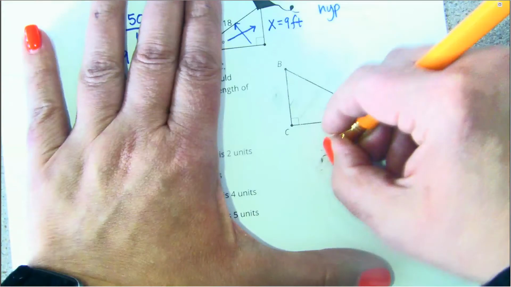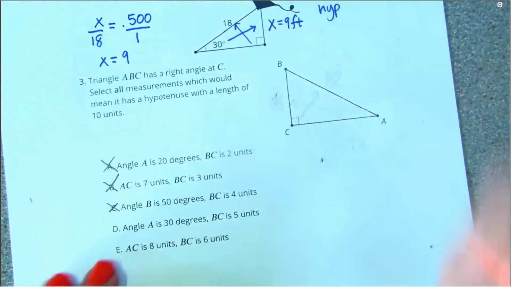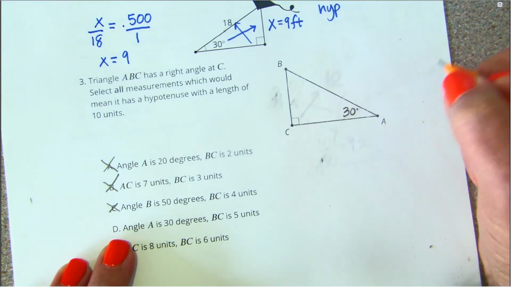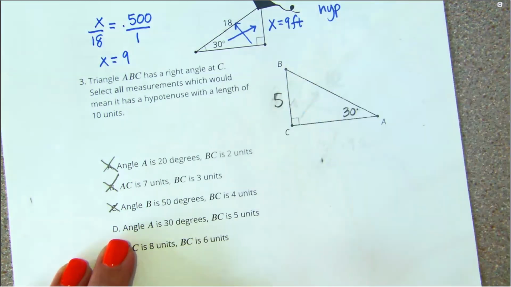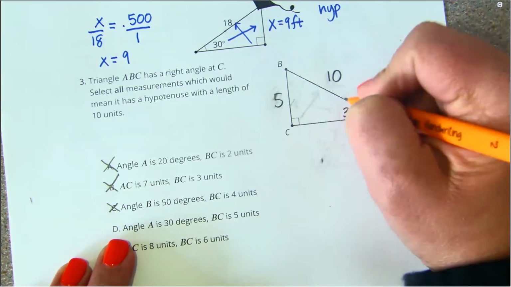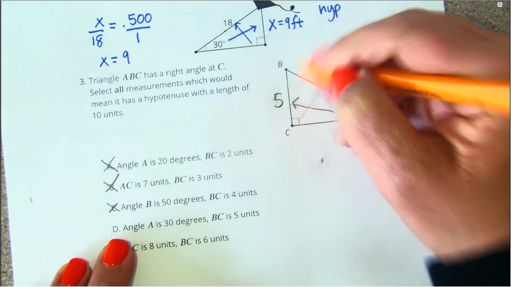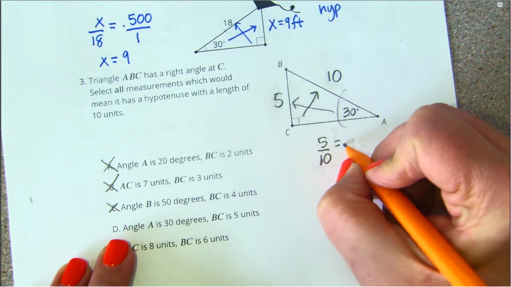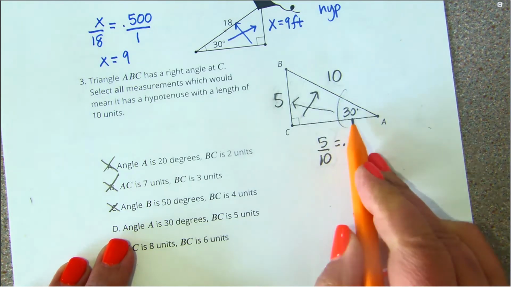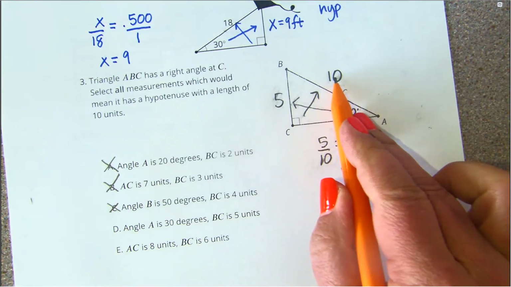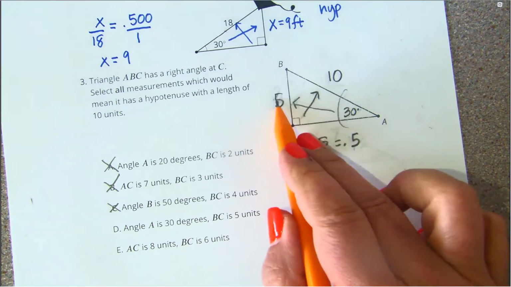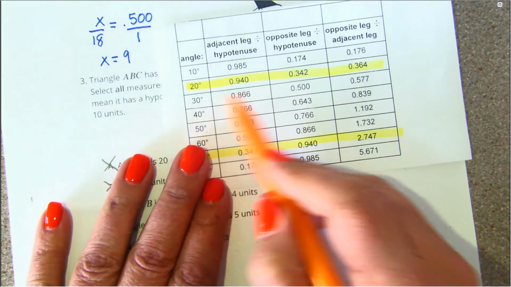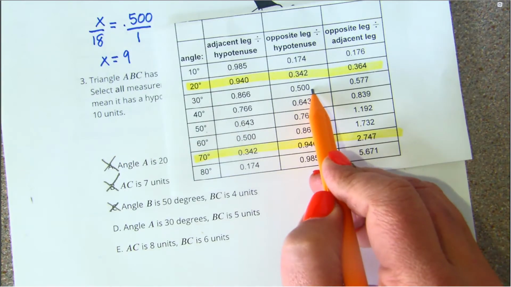All right. Angle A is 30 and BC is 5. And they want this to be 10. Let's check. That would be opposite over hypotenuse, which is 0.5. So I'm going to go look in my chart. If this is right, a 30-degree angle should have an opposite over a hypotenuse of 0.5. Finally, one of them worked. Yes.